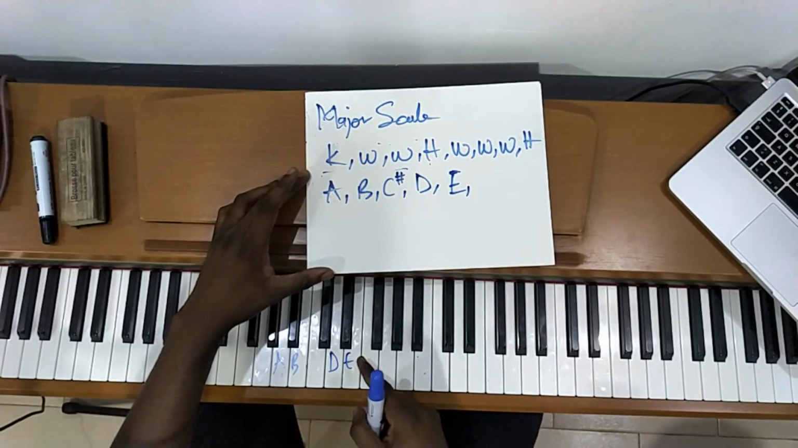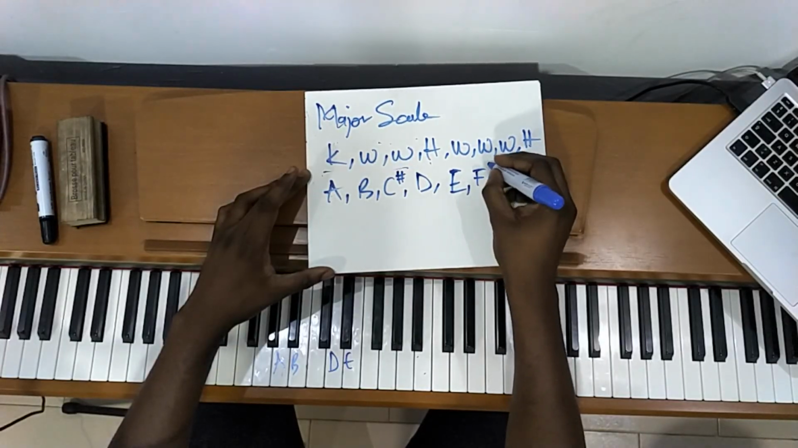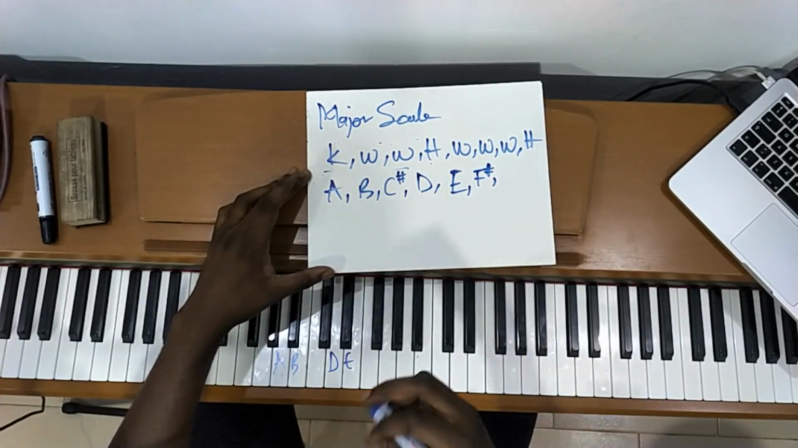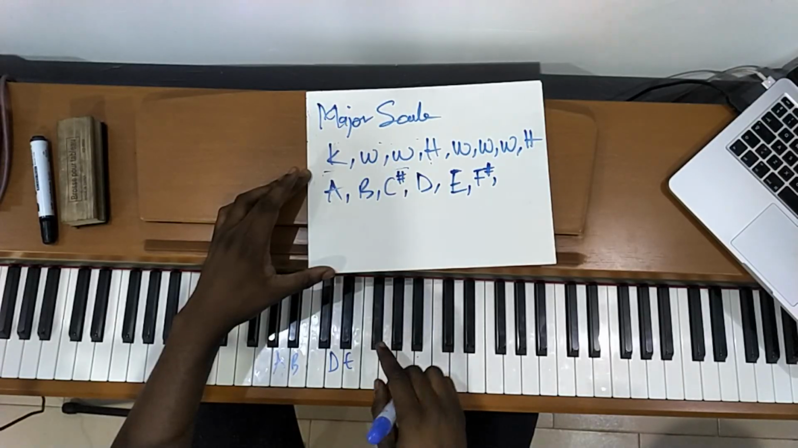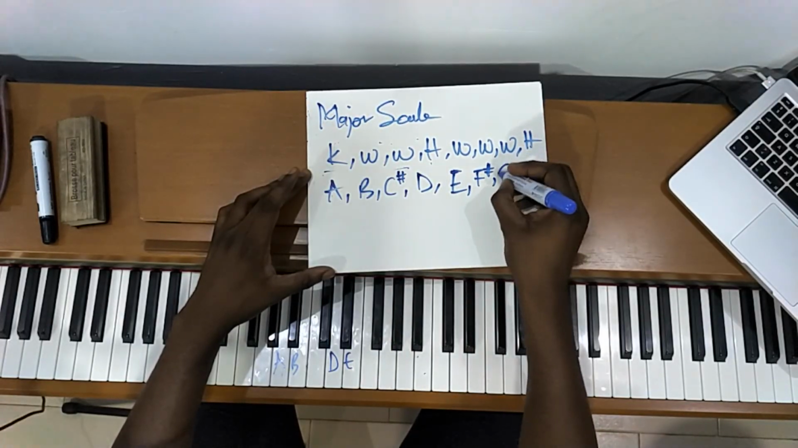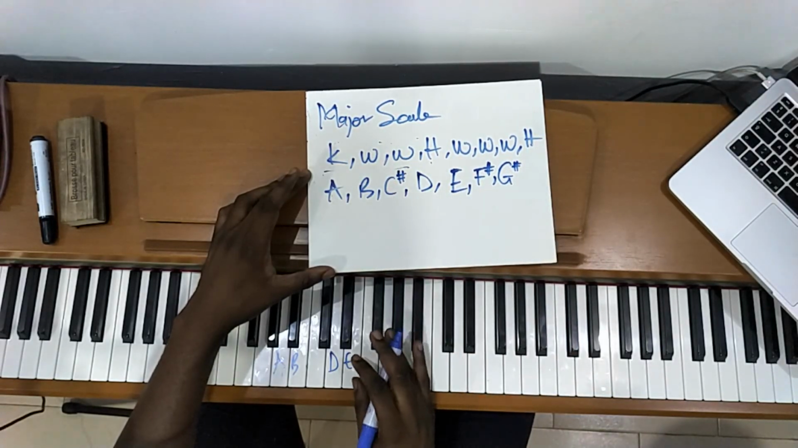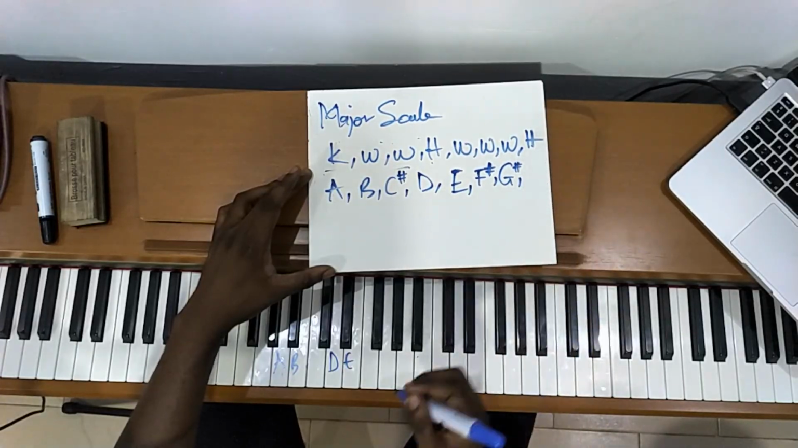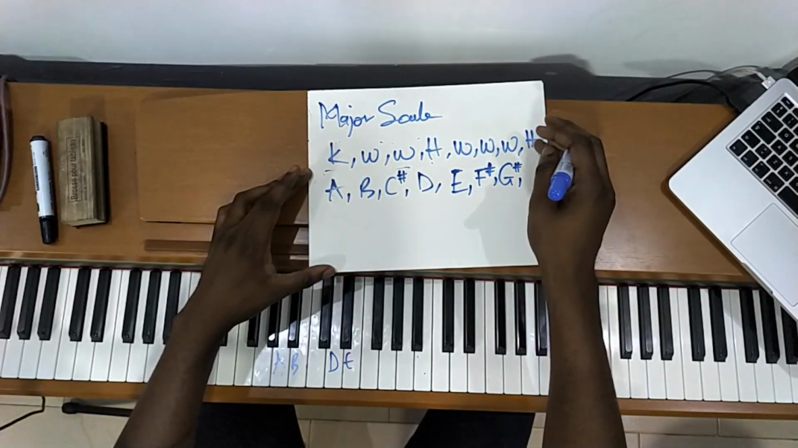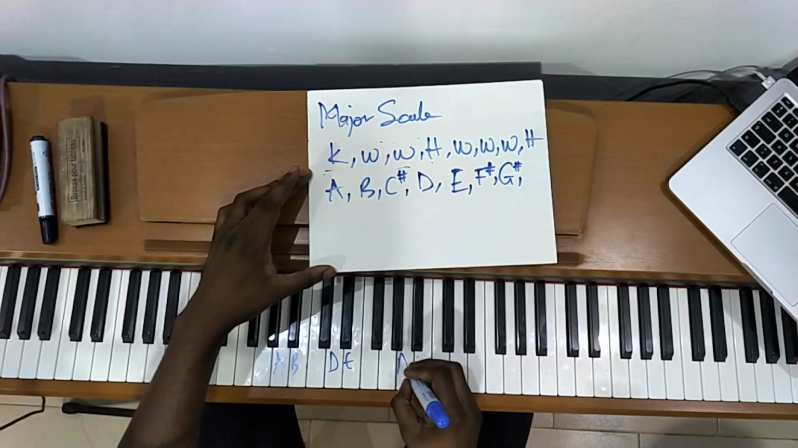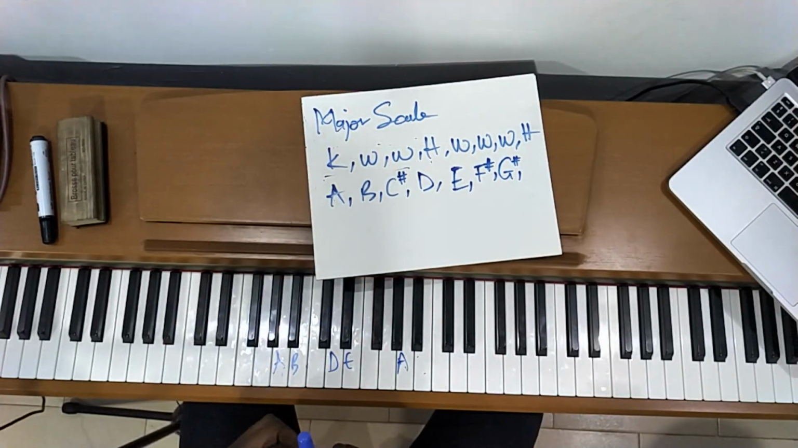Another whole step. So half plus half is whole. So that will be what? F sharp. All right. So another whole step. A whole step will be half plus half. So that will be what? G sharp. I can't write on the black keys, so you guys should just manage. Then we move to the half step. That will be A. So in the key of A, this is the major scale.